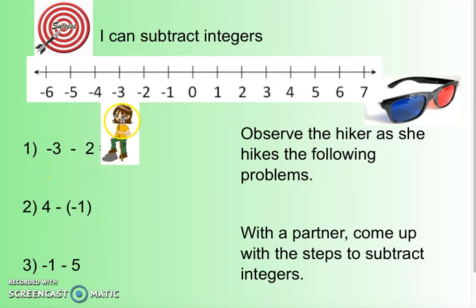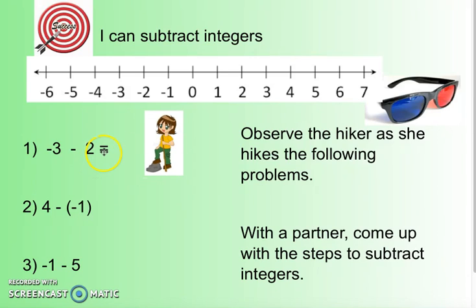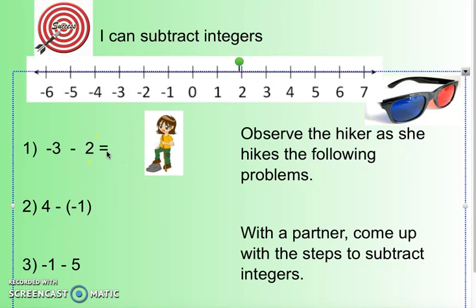So she's at -3, she's facing the negatives, and then this is a +2. So that means she's going to move forward 2. Whenever it's positive, she goes forward. If it's negative, she goes backwards. So she's going to move forward 2. 1, 2. And so look at the number that she lands on. She landed on -5. So -3 minus 2 is -5.